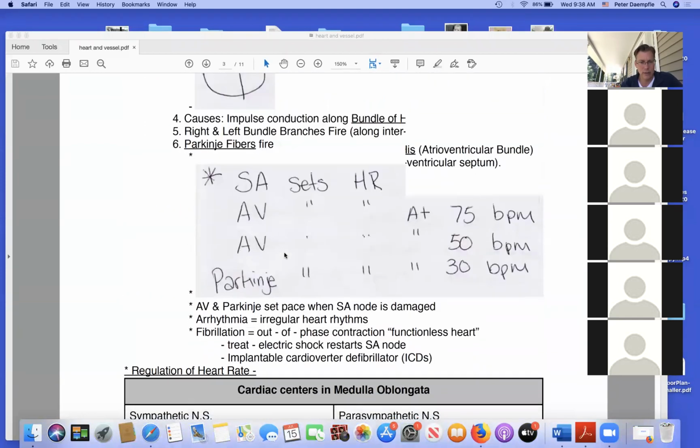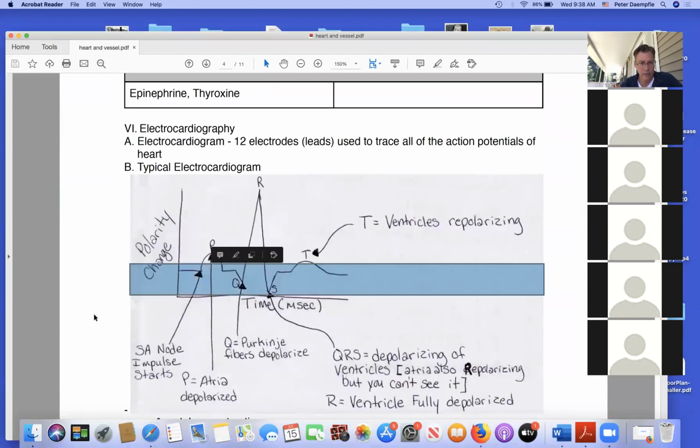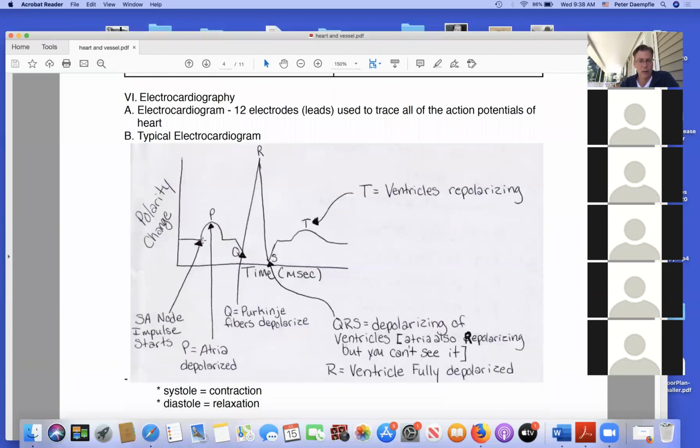what an EKG is. All right. An EKG always has polarity changes on the y-axis, time on the x-axis. In other words, the SA node sets the beat and sends out the impulse for the heart. And when the atria become electrified, we call it the P wave. Atria are depolarized, we say. So make sure you know this chart. Atria depolarized, that means the P wave forms.